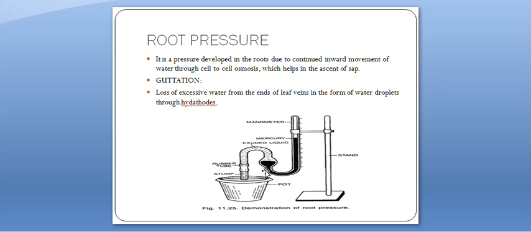Now here a pressure is created and you can see the mercury level is rising up. The pressure is exerted by the roots, called root pressure, and pushes the mercury level upwards, which shows that root pressure takes place during absorption of water.